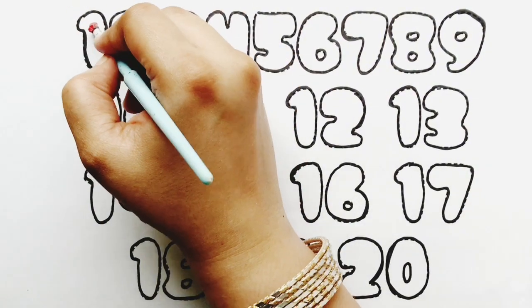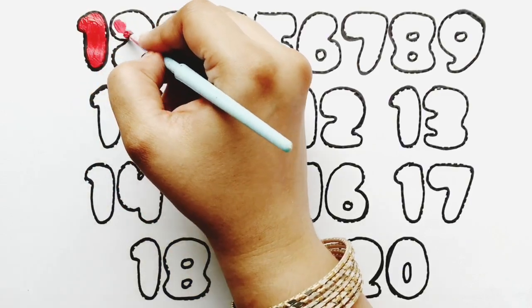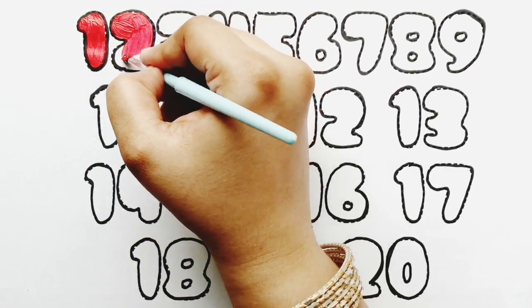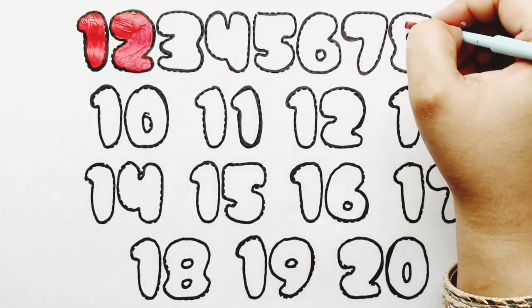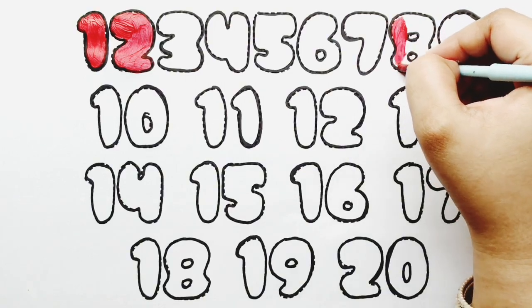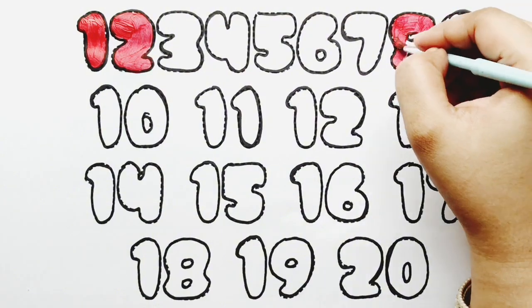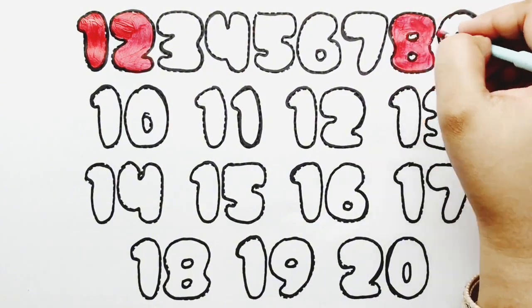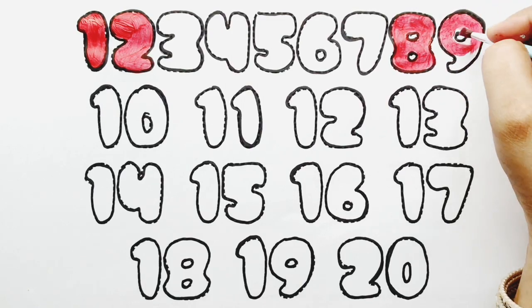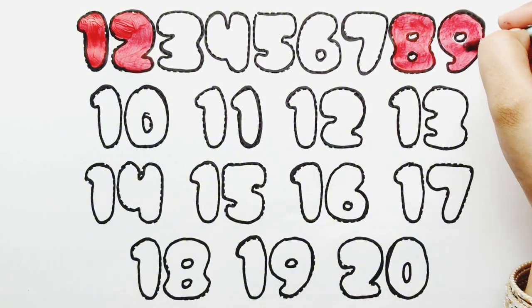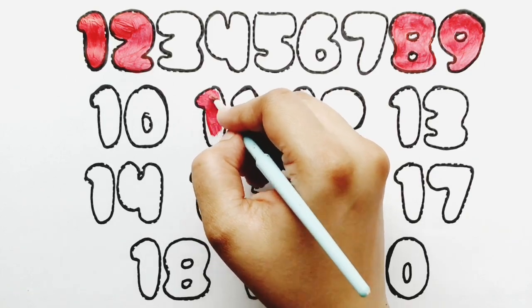Let's paint. Red color number 1, 2. You guess next number is 8. Number 9. I paint next number is 11.